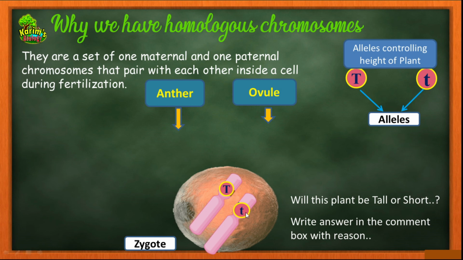Capital T is there and also small t is there. Capital T is responsible for giving tallness to the stem and small t is responsible for giving shortness to the stem. But as both are present, can you tell me what will be the phenotype of the plant? Will that plant be a tall plant, as it contains the capital T, or will it be a dwarf plant as it contains a small t? Okay, so write the answer in the comment box along with the reason.